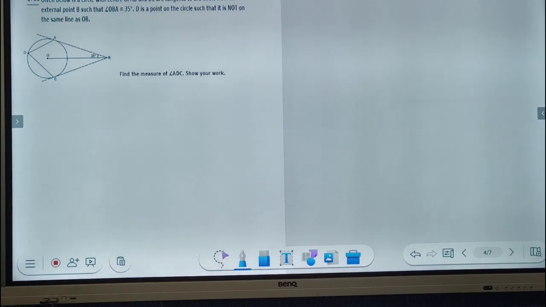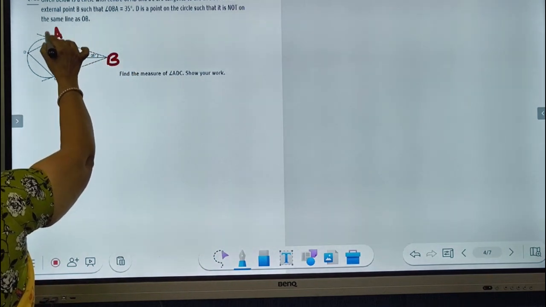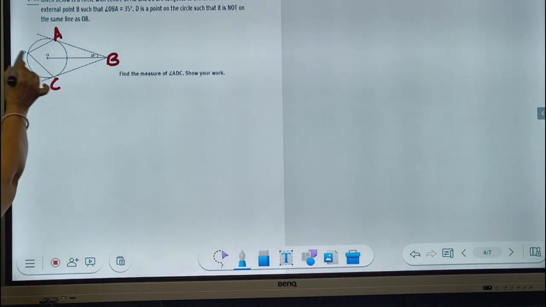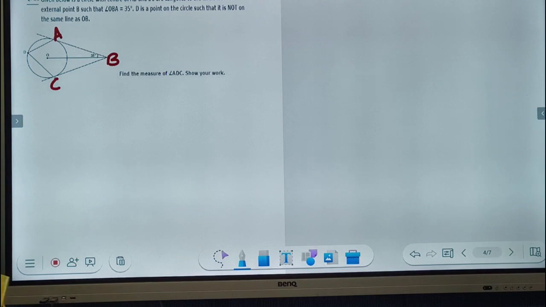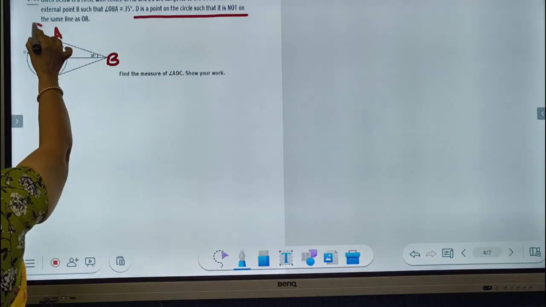Now, next problem, you have a circle with center O, AB and BC are tangents. So this is B, this is A, and this is C. So AB and BC are tangents to a circle, and angle OBA is 35 degrees. D is a point on the circle such that it is not on the same line as OB. So you cannot just join and say that it will meet D. Okay, D is not on the same line as OB. So this is a very important point.